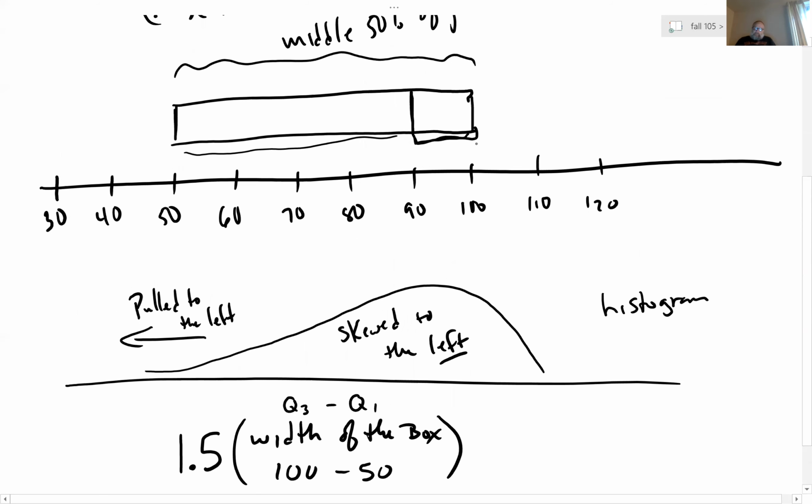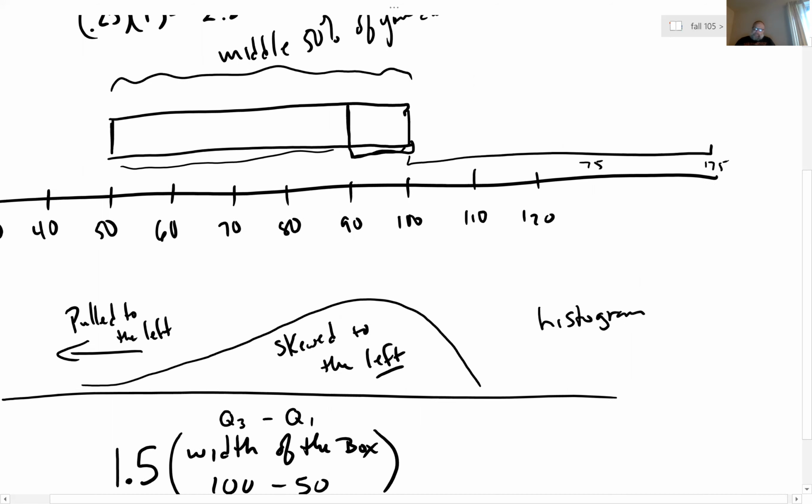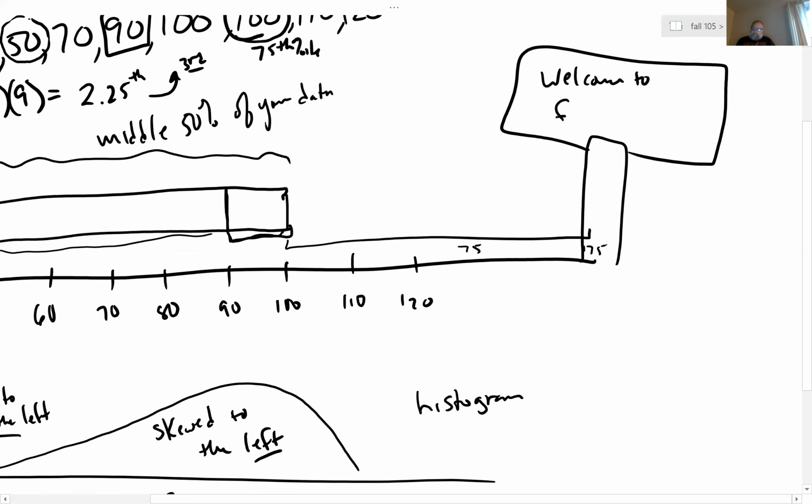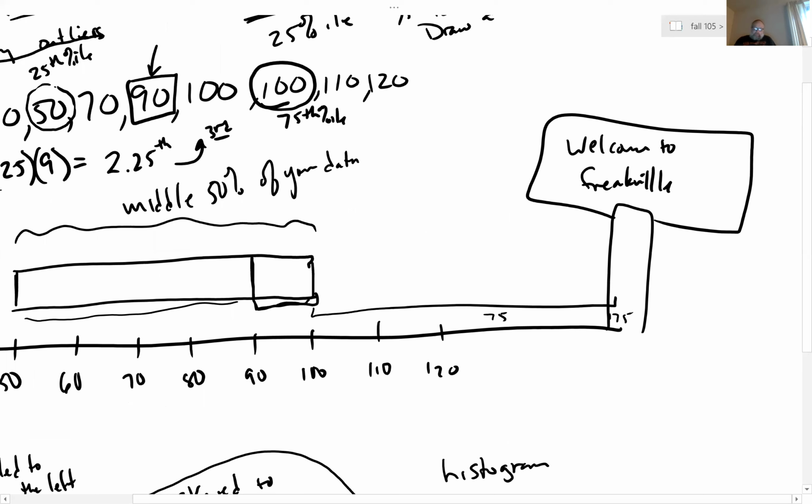What it means is we're going to come out here 75 more units. Okay, that puts us at 175. This is where we're going to put the sign that says, welcome to Freakville. Okay, anyway, in other words, anything beyond 175 would be considered an outlier on the upper end. We don't have any numbers that are beyond that, so we're just going to put a dot over here at our biggest number, and we're going to connect it with a line.